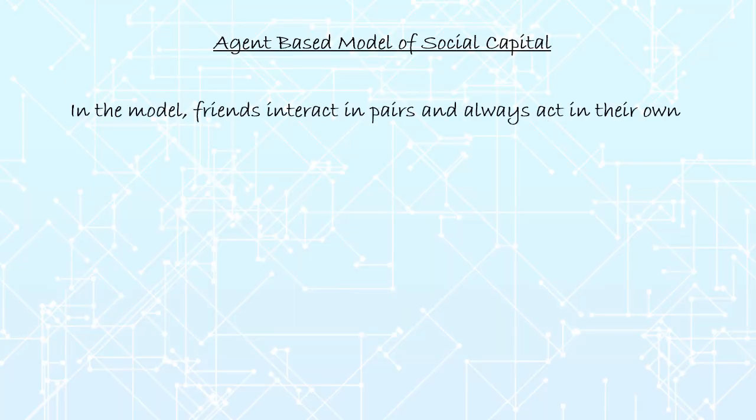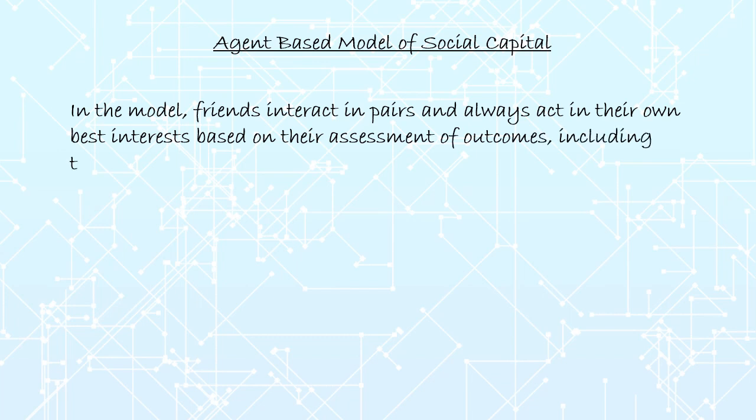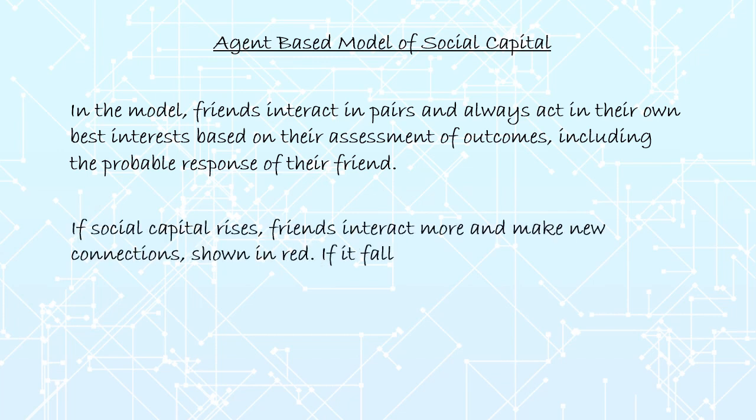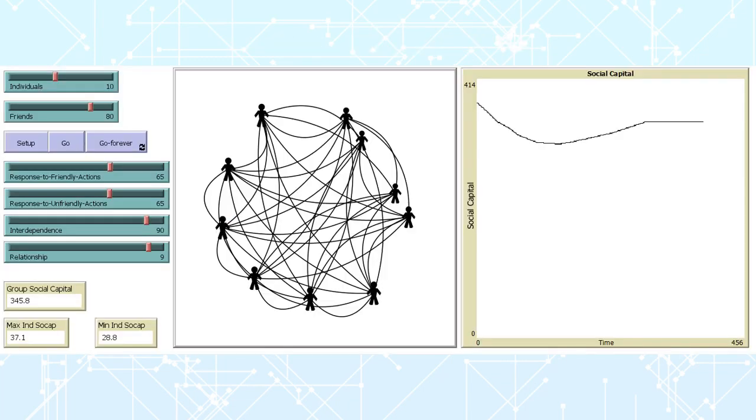An agent-based model is a programmable application that simulates the interaction of actors and outputs the emergent behaviour. It combines the dynamics of system modelling with the measuring ability of network modelling. In the model, friends interact in pairs and always act in their own best interests based on their assessment of outcomes, including the probable response of their friend. If social capital rises, friends interact more and make new connections, shown in red. If it falls, the opposite happens.